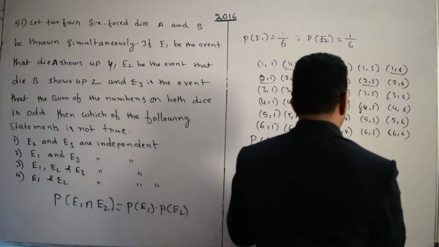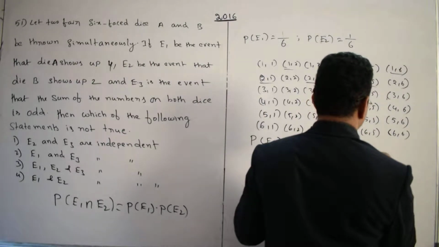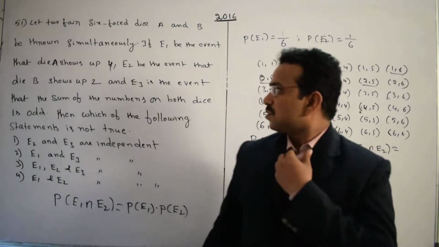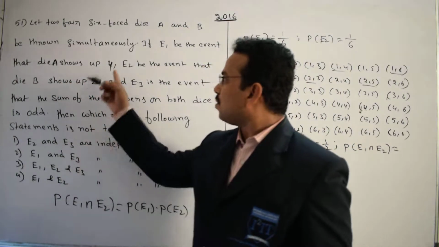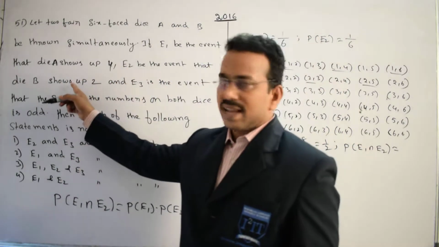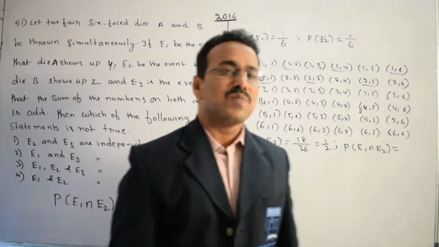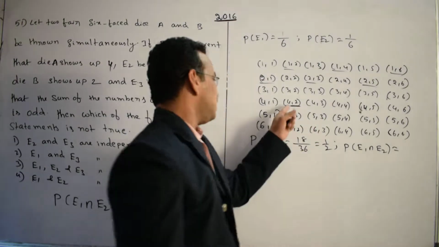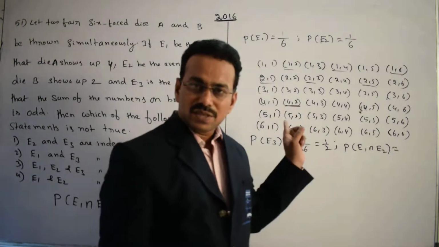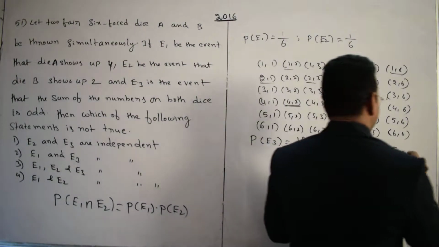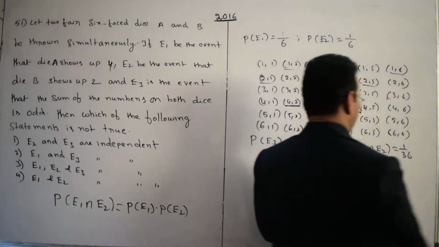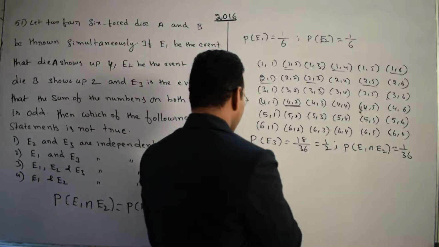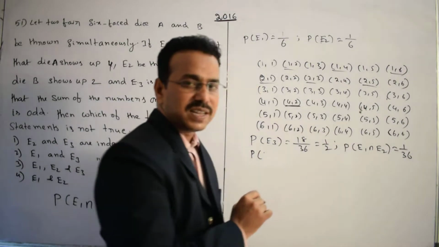Now we will calculate probability of E1 intersection E2. So what is event E1? When a die is thrown, die A shows up 4, and E2 means die B shows up 2. So only one possibility. What is that? 4 comma 2. This indicates die A shows 4 and die B shows 2. So 1 by 36. So I calculated probability of E1 intersection E2.